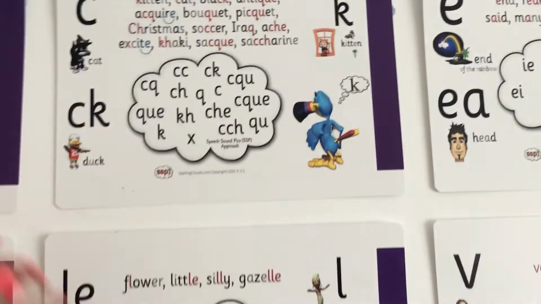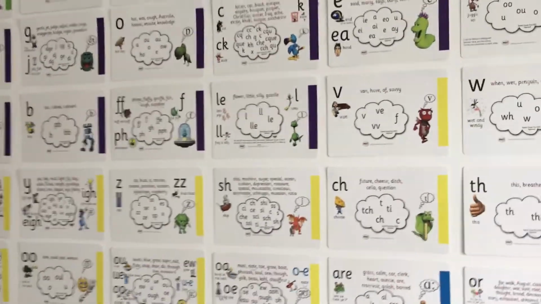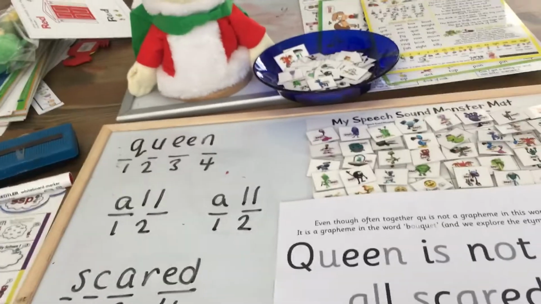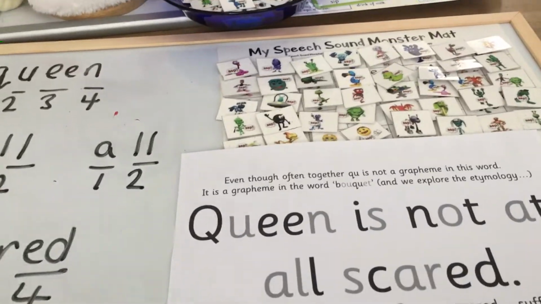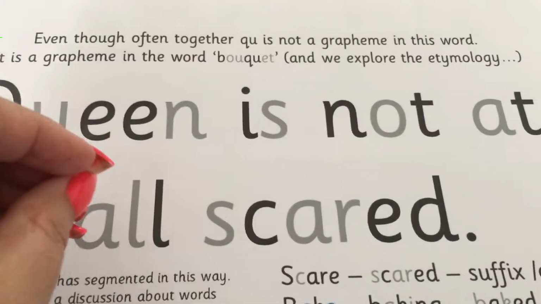We have to think about the origins, the etymology. There's so much more to exploring words than just the graphemes, just the phonics. It's your etymology, it's what parts of the words are meaningful, your morphology, etc., etc. Okay, so it would be mapped like this.